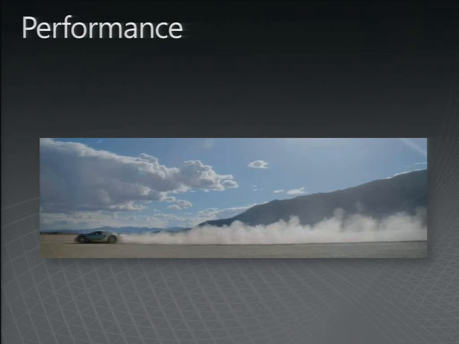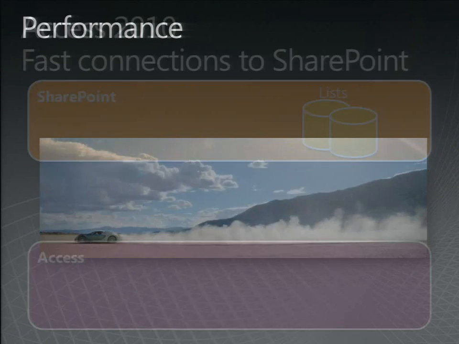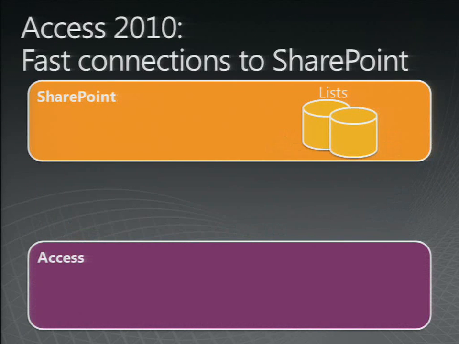I want to return now to something that I talked about earlier in the talk, which is performance. So Access has very good performance against tens of thousands of items in SharePoint. And I want to show you that a little bit. But to do that, I have to geek out for a second and talk about the architecture that Access uses to talk to SharePoint. So, in this slide, we start out with SharePoint on the top with some lists that I want to connect to, and Access on the bottom.